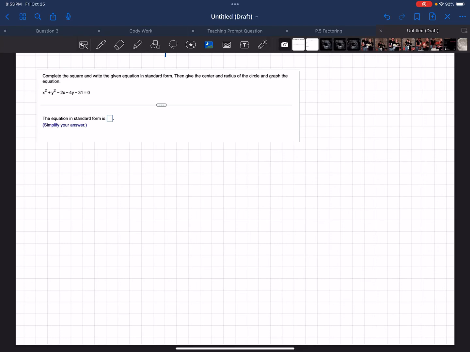Okay, so this is question 2.9, and it says complete the square and write the given equation in standard form. Then give the center and radius of the circle and graph the equation. So we're looking to write it in standard form, which is going to be x minus h squared plus y minus k squared equals r squared.